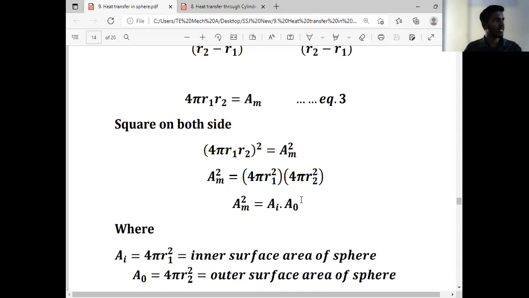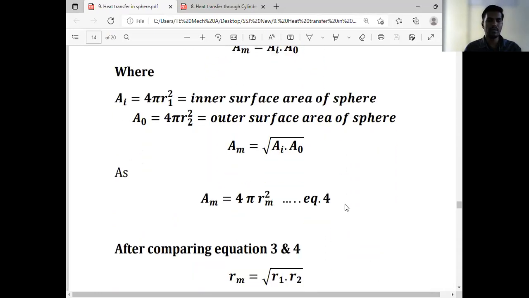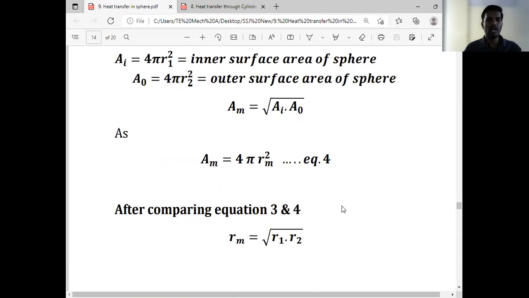Okay, इथपर्यंत झाले सगळ्यांचं. So AI is nothing but inner surface area, AO is nothing but outer surface area. So from this we get the equation for the AM. So AM is nothing but square root of AI into AO. Okay, and as we know that, how to write that AM for the sphere? 4 pi RM square. Okay, and from that, what is the value of RM? RM is equal to square root of R1 R2.